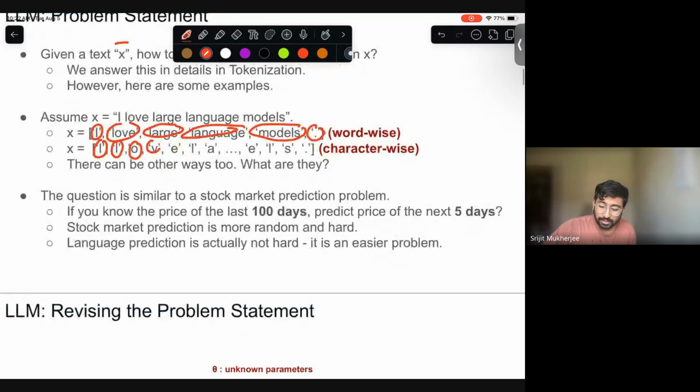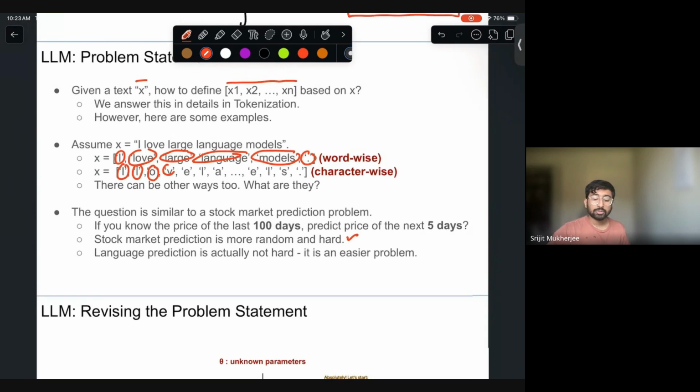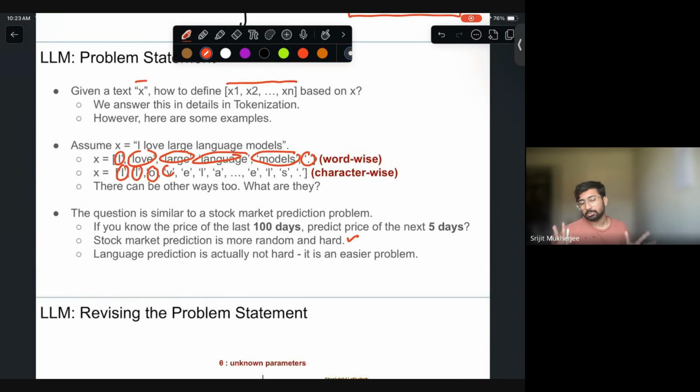One important thing to understand is that the stock market is more random, and that's why it's hard to predict. But language is not random. We have an inherent structure, and that's why we can speak language. That's why our mind cannot predict the stock market really easily, but we can speak really eloquent language. Human beings have good verbal skills, because it's an easier problem.